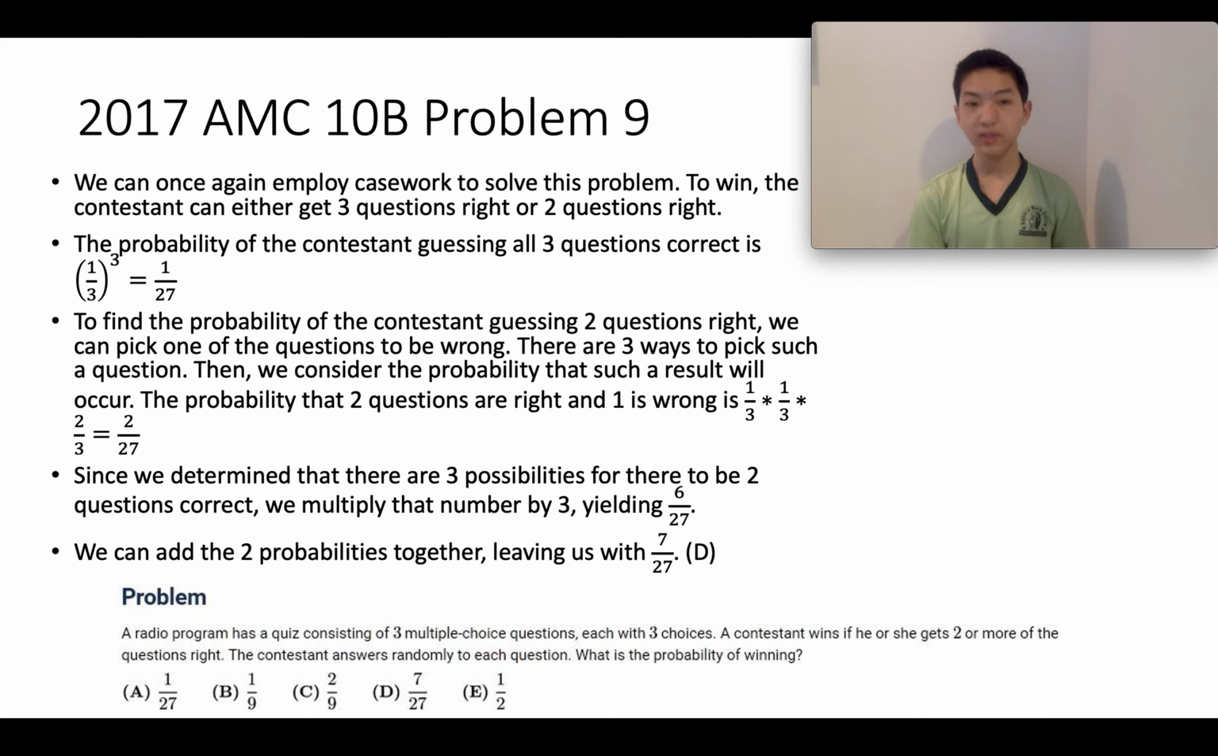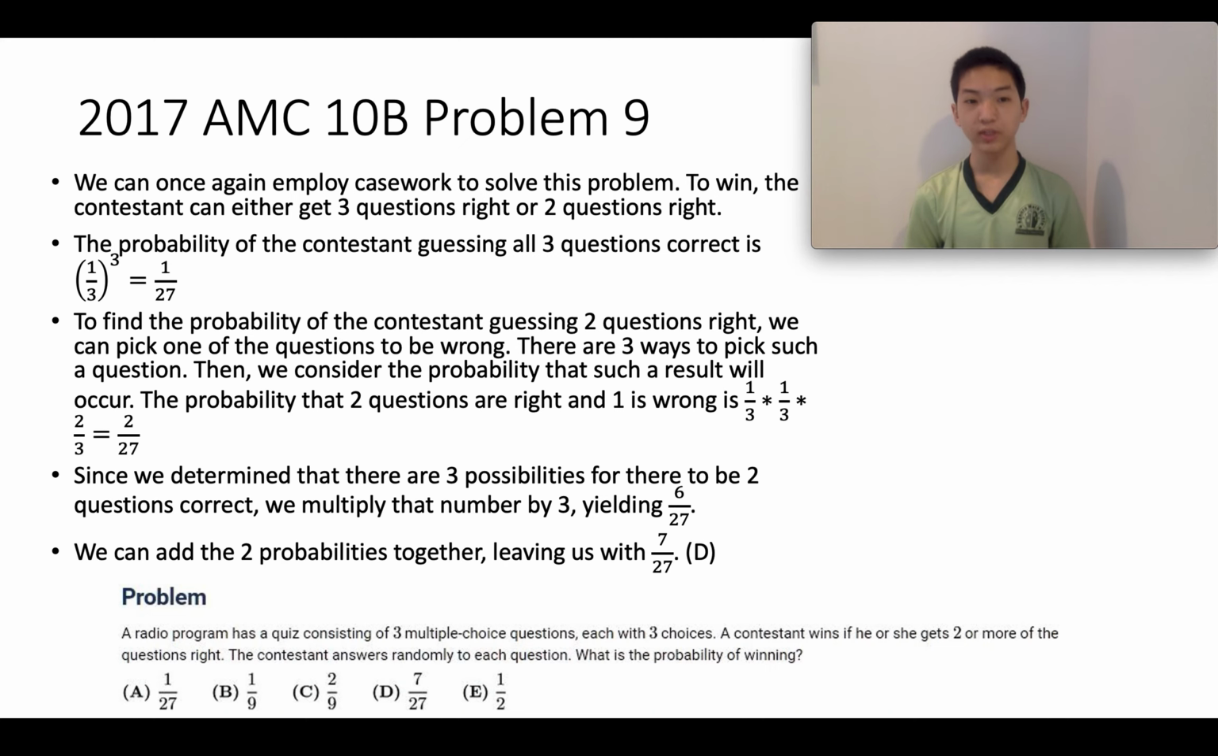Then we consider the probability that such a result will occur. Well, the probability that 2 questions are right and 1 question is wrong, assuming that it's in that specific order where the first 2 are right and the last one is wrong, is 1/3 times 1/3 times 2/3, which is equal to 2 over 27. And once again, we can multiply the probabilities because the events are independent of each other. However, since there are 3 possibilities for there to be 2 questions correct, we can multiply that probability by 3 because there are 3 ways for our conditions to be satisfied.